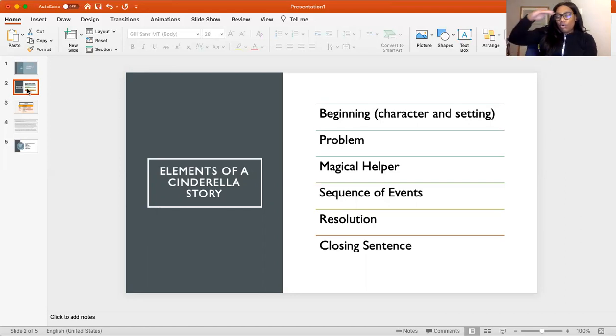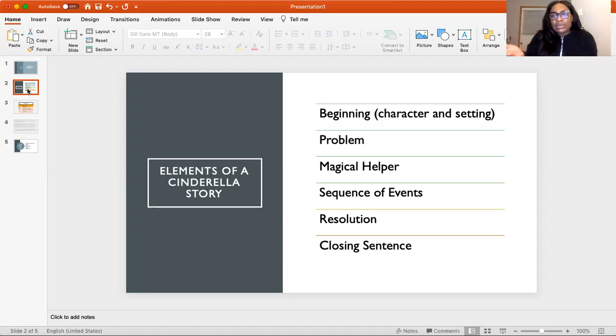Then you want to order the steps or sequence your events of what happened in your story. Remember, we did that earlier in writing. We talked about what happened first in the story, what happened next, and what happened last. That's just a simpler way of talking about sequencing of events. So you're thinking about what happened first in your story, what happened next, and what happened last.